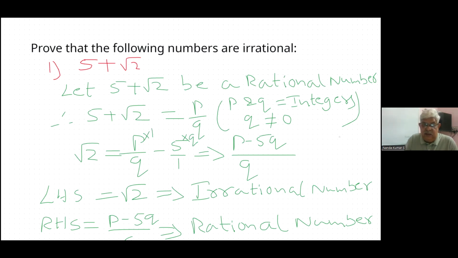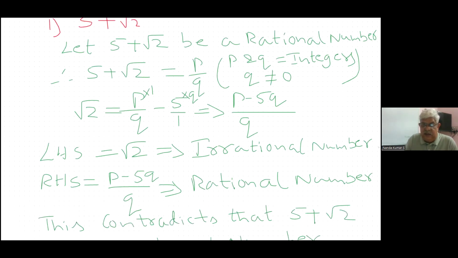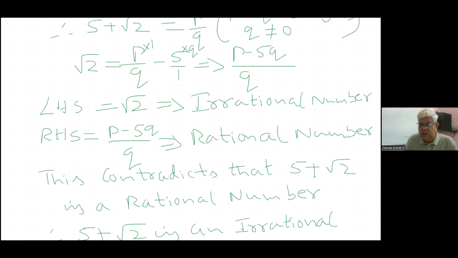So I have taken LHS root 2 as irrational and RHS p minus 5q by q as a rational number, where LHS and RHS cannot be equal as irrational and rational are there. Therefore, contradiction arises that 5 plus root 2 is a rational number. Hence, finally we concluded 5 plus root 2 is an irrational number.